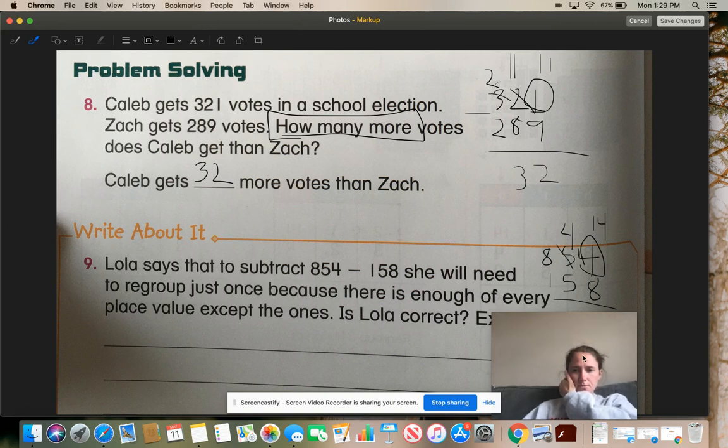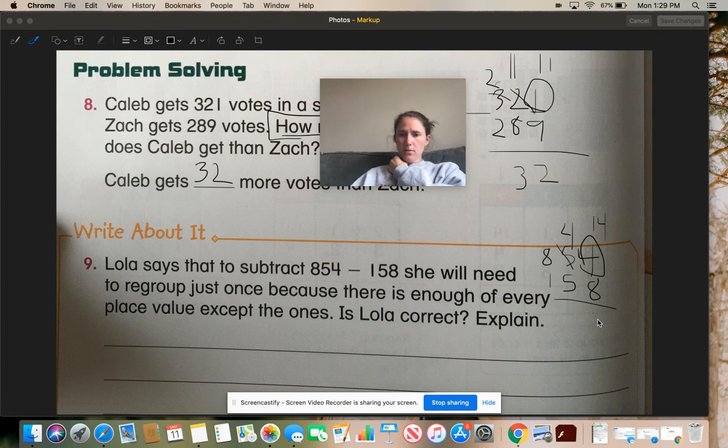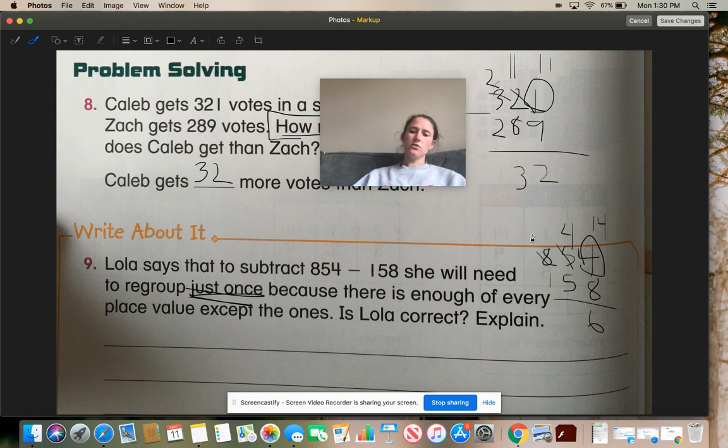Now, part of the problem, though, is she is right that you do have to regroup, but does she have to regroup just once? It says to regroup just once. No, because now she doesn't have enough 10s, so she needs to go next door, get some more again, and the 4 becomes a 14. 14 minus 9 is 5. 7 minus 1 is 6. So was Lola correct? No, because she needed to regroup not one time, but 2 times.